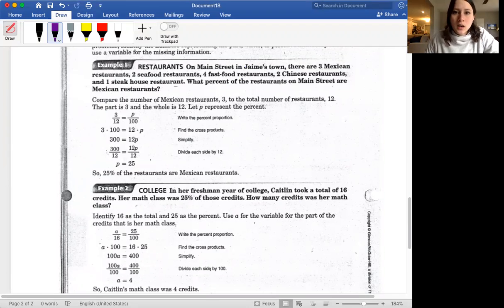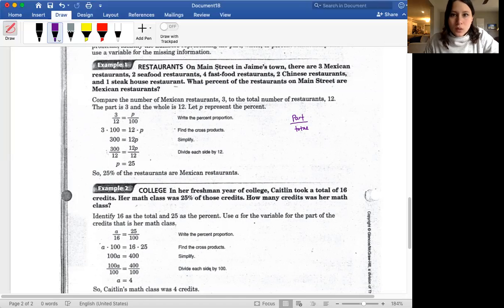On Main Street in Jamiestown, there are 3 Mexican restaurants, 2 seafood restaurants, 4 fast food restaurants, 2 Chinese restaurants, and 1 steakhouse restaurant. What percent of the restaurants on Main Street are Mexican restaurants? So really the idea stays the same. You're looking at the part to the total. And so the total would be all the restaurants, and the part would be Mexican restaurants, right?